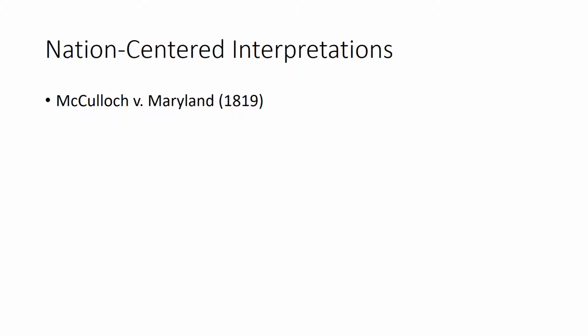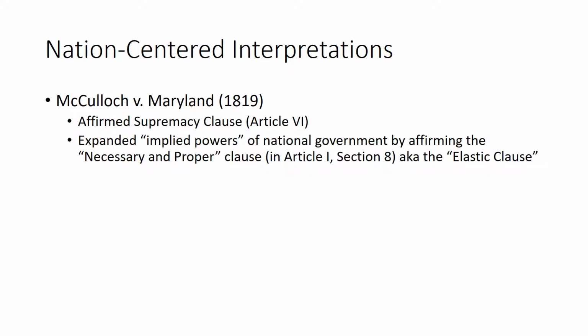And the Supreme Court says, okay, it affirmed the supremacy clause. The national government is supreme to the state governments. The state can't tax the national government. It can't make rules over the national government. So that's affirming the supremacy clause. But next, it expanded what are called the implied powers.